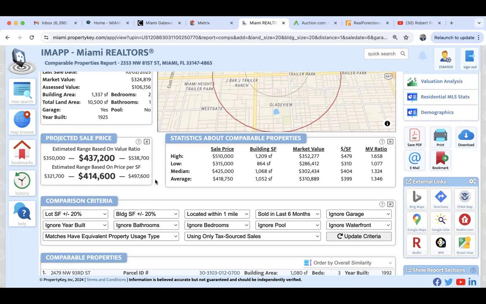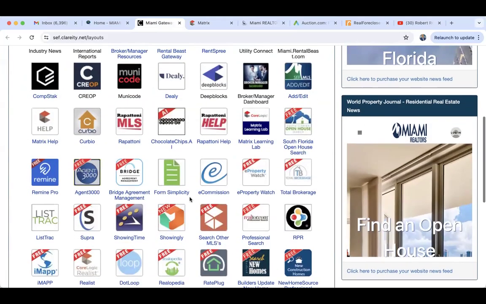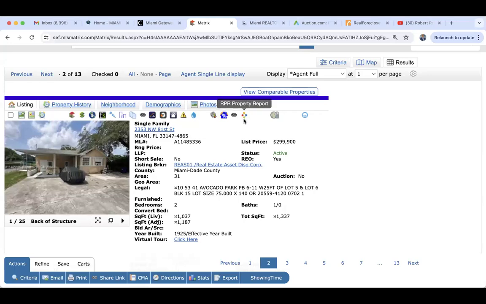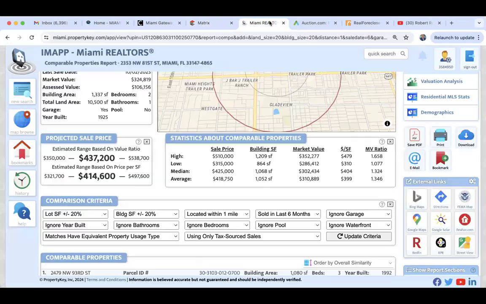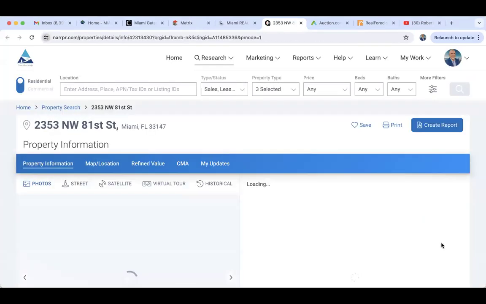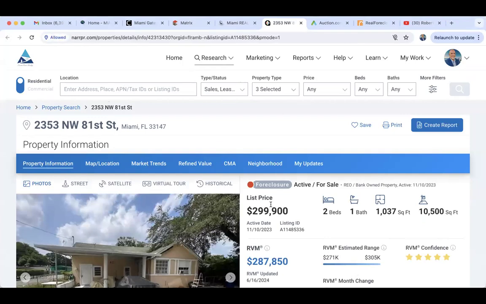And the way that we're going to try and figure this out is by using a tool inside of RPR, which RPR is inside of your Miami Gateway. It's right here, but also inside of your MLS listing, which is right here, or even inside of IMAP. If you look to the right, it's right here. So there are several ways that we can access RPR, and RPR is going to help us determine the potential returns on a property like this. So let's go ahead and initiate RPR by clicking on it, either from IMAP, the MLS, or logging in directly into RPR. All right, so here we are, guys.